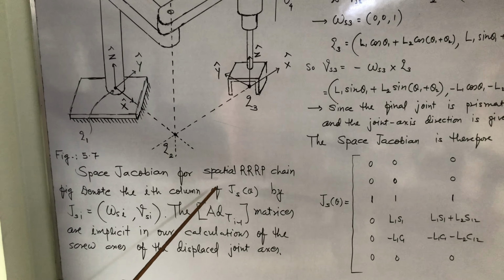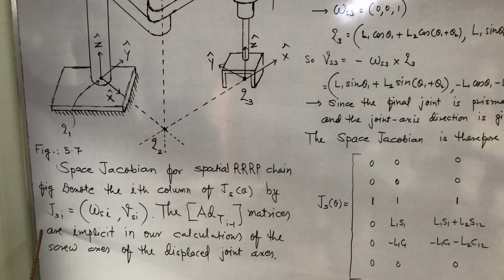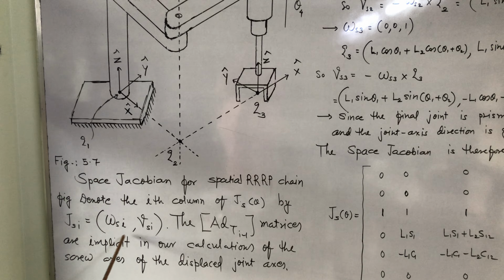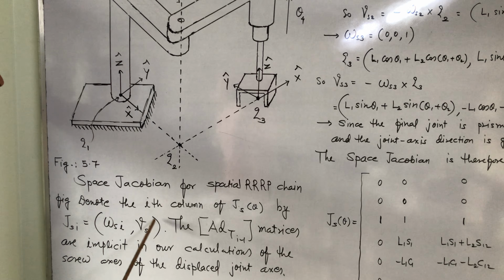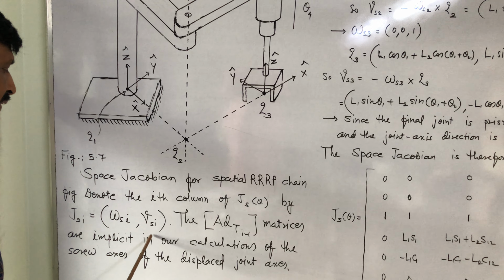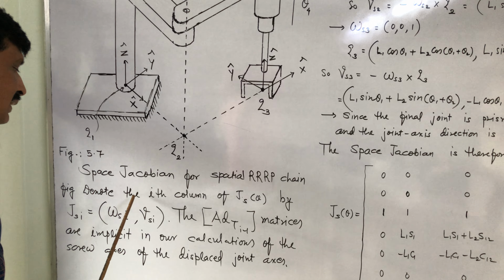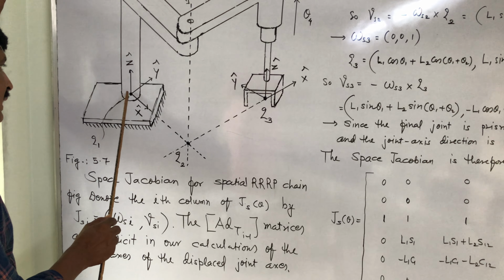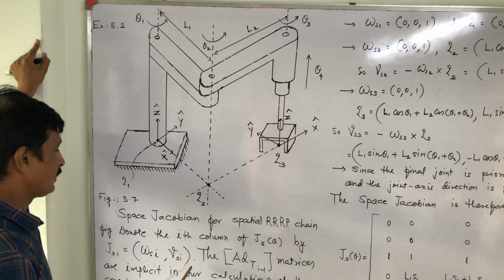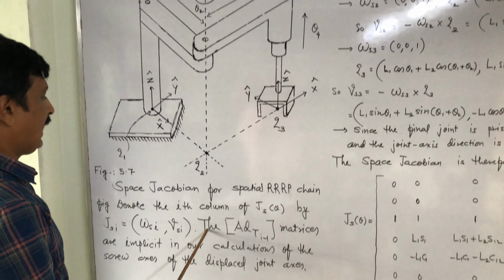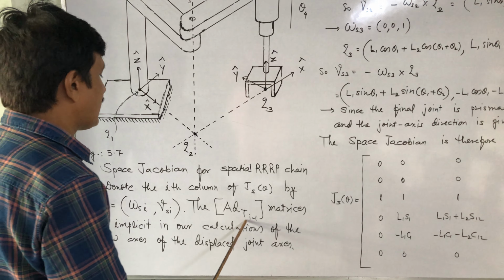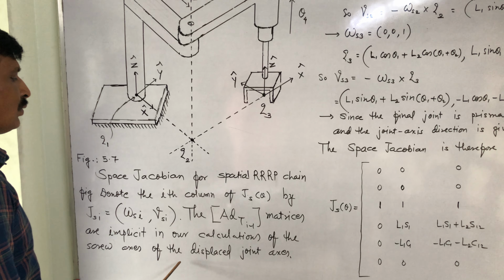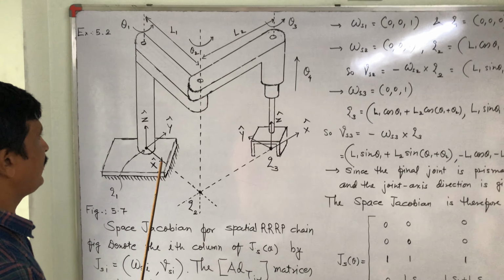Denote the ith column of Js of theta by Jsi, which is omega si, Vsi. Omega is angular velocity and Vsi is linear velocity. To find this velocity, we will consider the body's origin coinciding with the fixed frame origin. You have to understand this. The adjoint transformations of the Ti minus 1 matrices are implicit in our calculations of the screw axis of the displaced joint axis. See the figure.